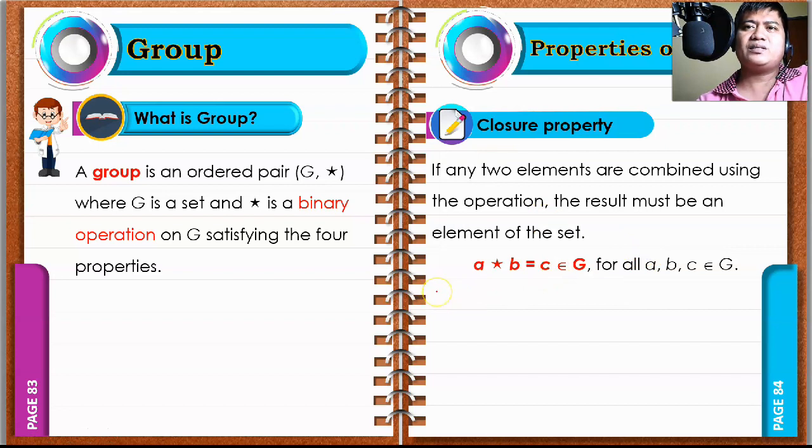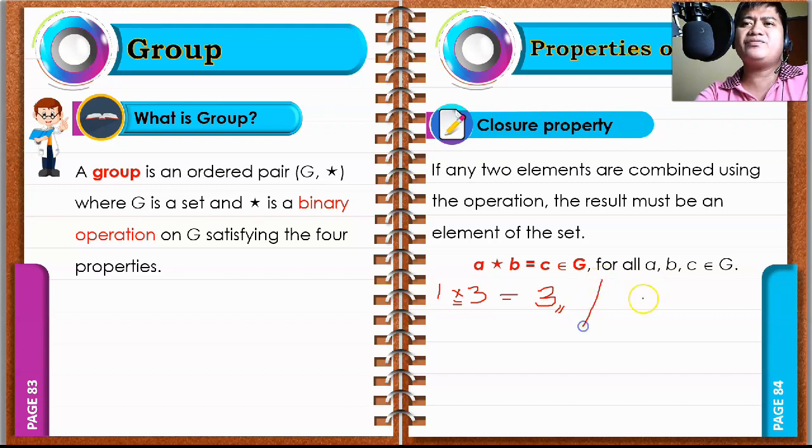For example, say we have the integers under multiplication. If we have 1 times 3, that is equal to 3. 1 is an integer, 3 is an integer, and the resulting answer is also an integer. Therefore, the set of integers is closed under multiplication.